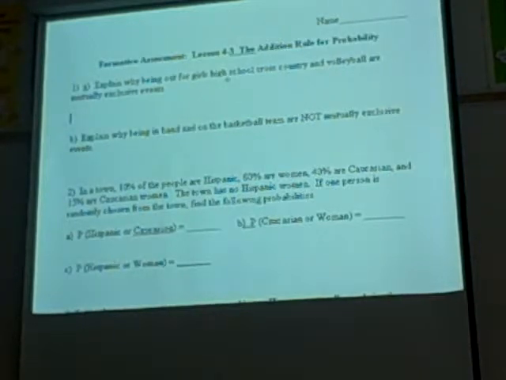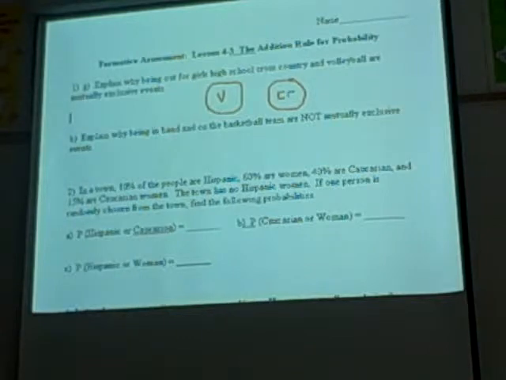So let's say that this circle represents all the members of our volleyball team. And this is all the members of our cross country team. There's nobody that's in both. There's no overlap. When that happens, we call those two events mutually exclusive. No overlap. Explain why being in band and on the basketball team are not mutually exclusive.